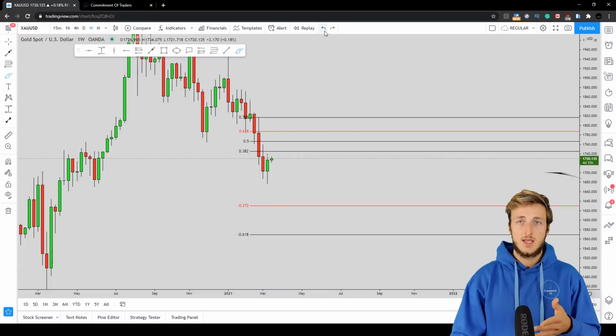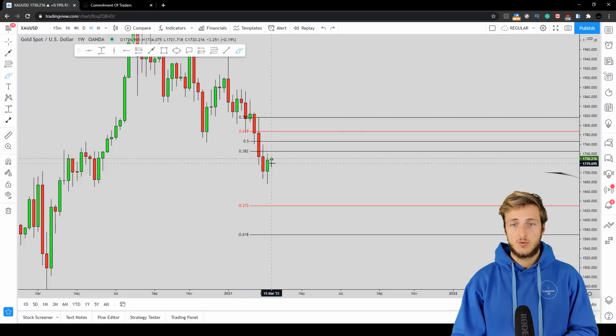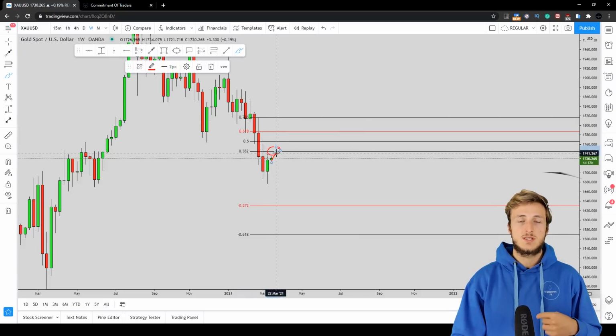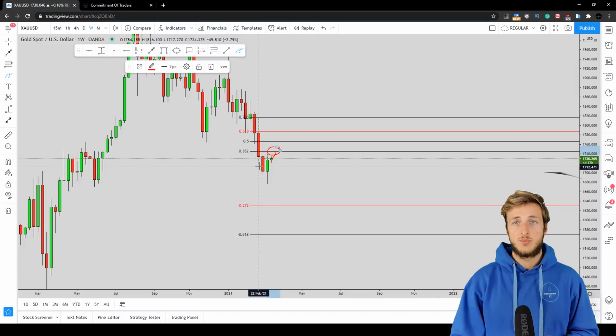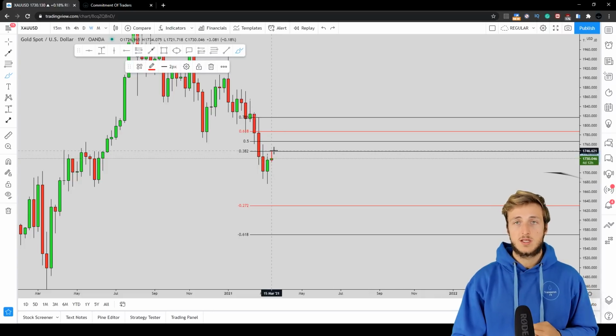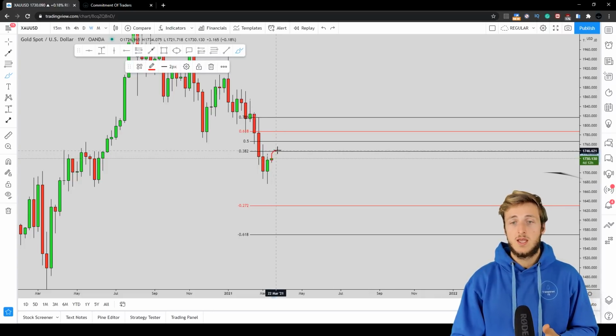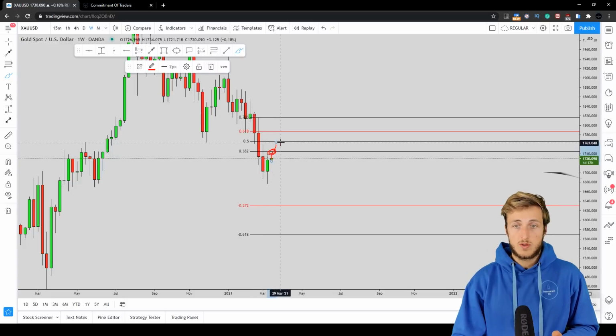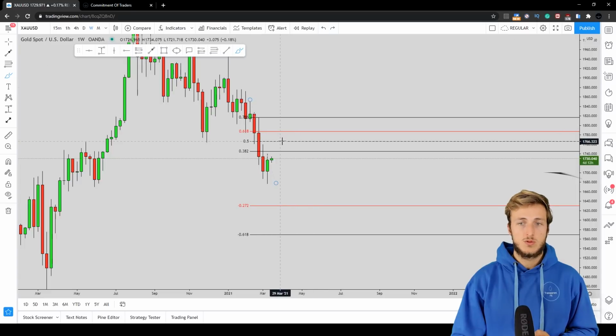Now, keep in mind that generally speaking, when you have an impulse, you want to see the market retrace at least to the 0.382 of the Fibonacci taken on the impulse, meaning that in this case, there is definitely the possibility to see the market create a deeper correction, possibly at least to the 0.382, but possibly even to the 50%. Now, why am I saying even to the 50%?